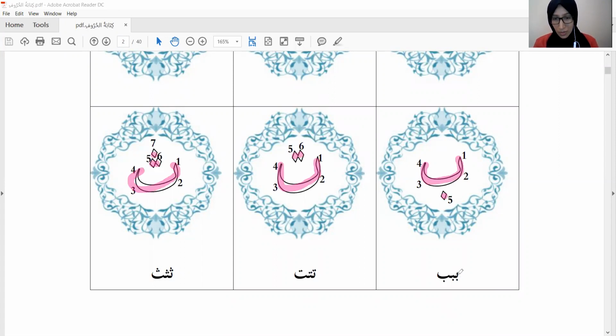As I told you before, here I have the letters in the same format basically, and the difference will be only in the number and the position of the dots, okay? And we'll see some examples.